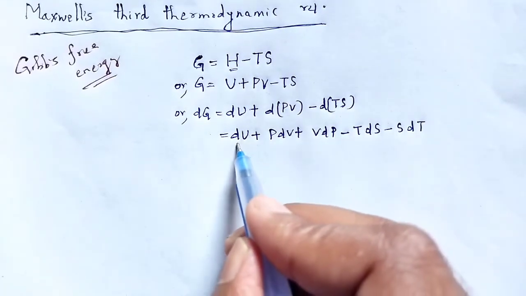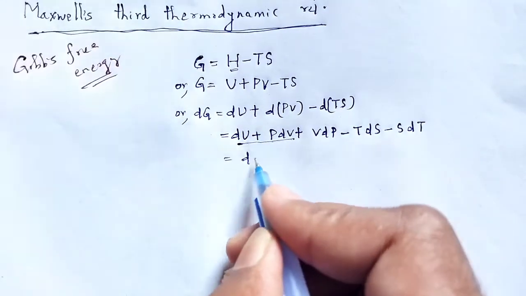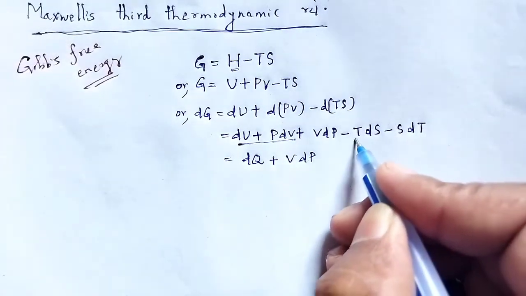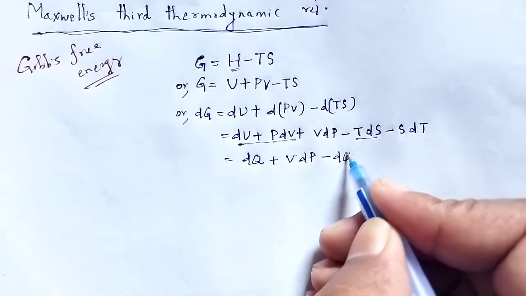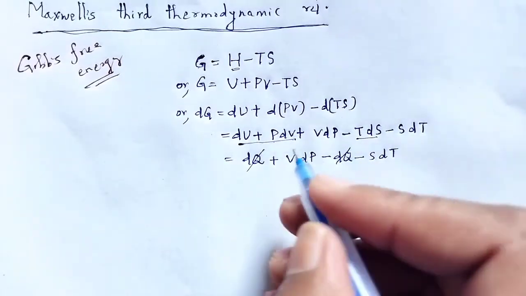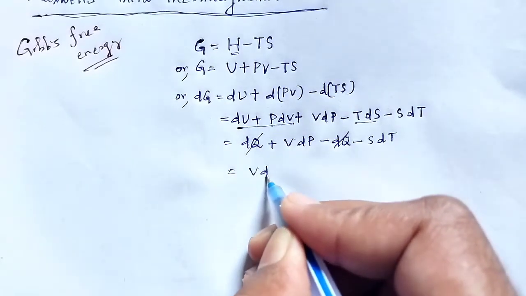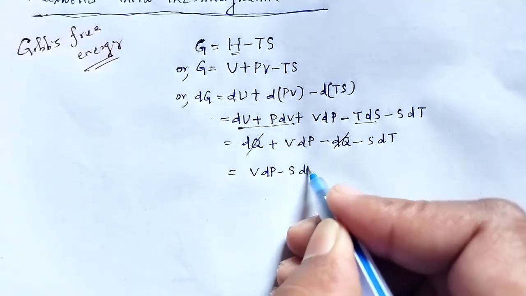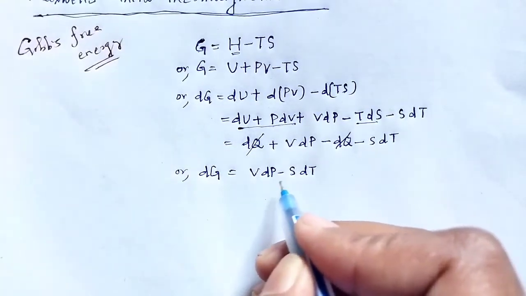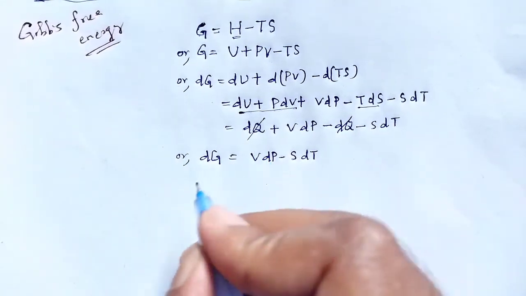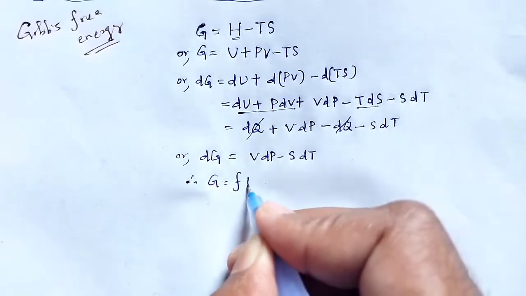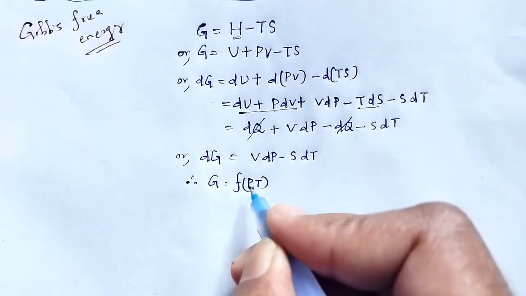So dU plus P dV, that is dQ, plus V dP, minus T dS, that is dQ, minus S dT. The dQ and dQ cancel out, and we have V dP minus S dT. So dG is equal to V dP minus S dT. So G is a function of pressure and temperature.